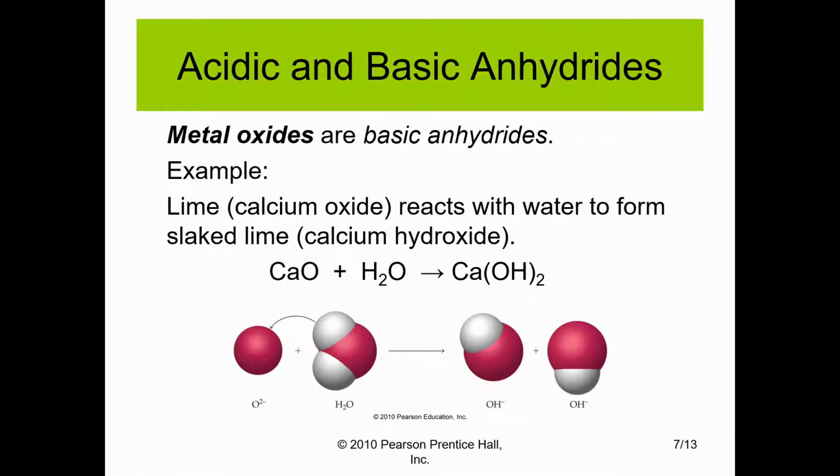Metal oxides are examples of basic anhydrides. An example of a basic anhydride would be any molecule that can react with water to form a base. Lime, for example, is a basic anhydride, calcium oxide, that can react with water to form slaked lime, or calcium hydroxide. The oxygen ion from the calcium oxide forms a new bond with one of the protons on water. After this acid-base reaction occurs, or the proton from water is transferred to the oxygen, we have two OH- ions, which can each balance one of the positive charges on the calcium.